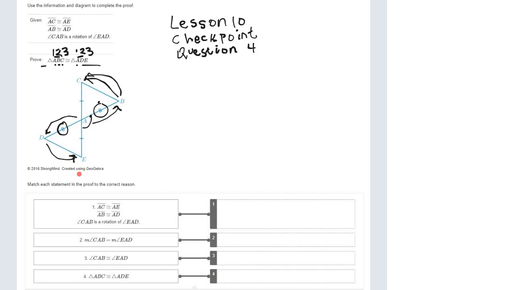Even though they don't have a tick mark, corresponding means that in our proof, being that we want to show these triangles are the same size and shape, those are the pair that we're going to compare. So that's just very important in how we read this geometry, how the symbols, the letters correspond to the picture.